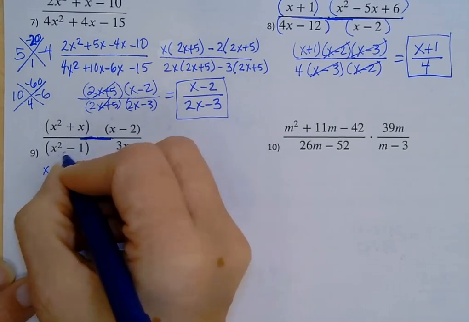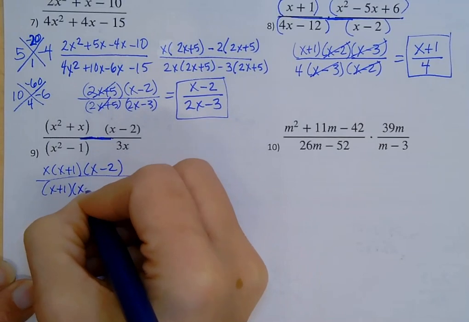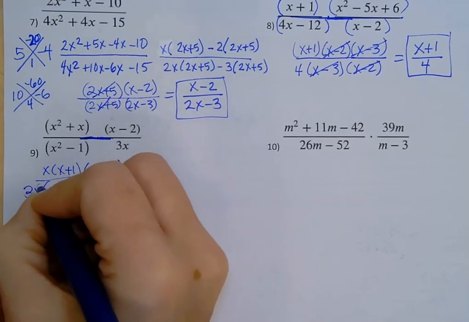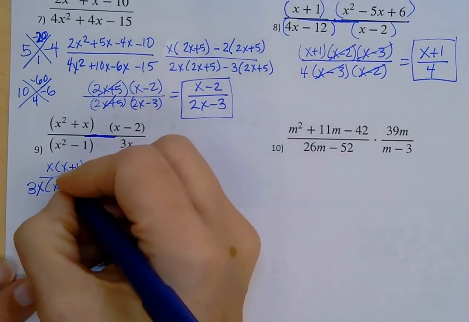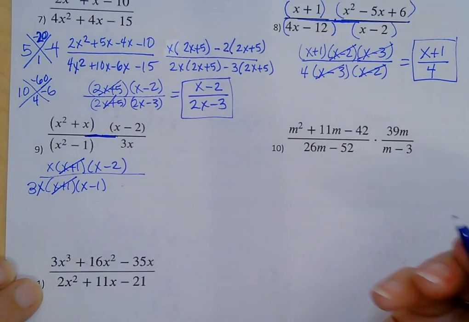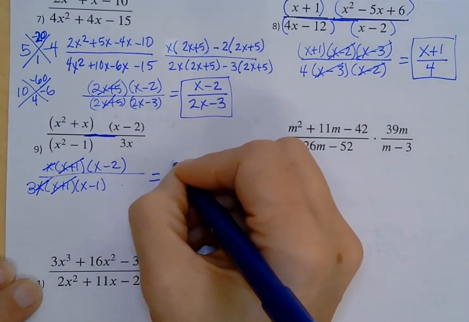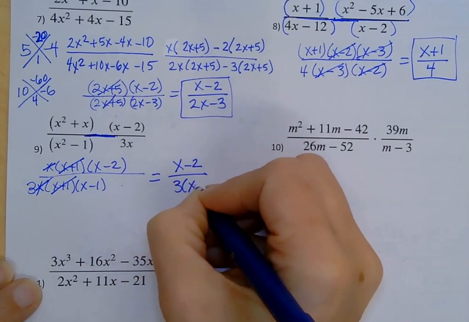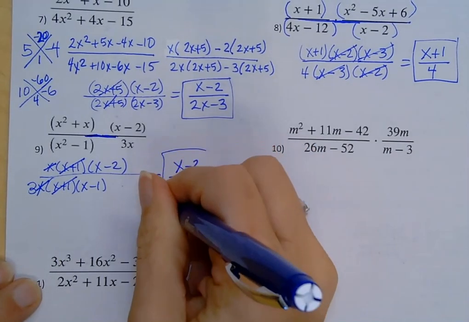Down here, this is a difference of squares, so I know I have x plus 1 times x minus 1, still times 3x, which I'm going to stick in the front because I prefer to have my monomial in the front. Okay, what can I cancel? X plus 1 and x plus 1 cancel. X and x cancel. And so I'm left with x minus 2 in the numerator over 3 times x minus 1 in the denominator. All right.